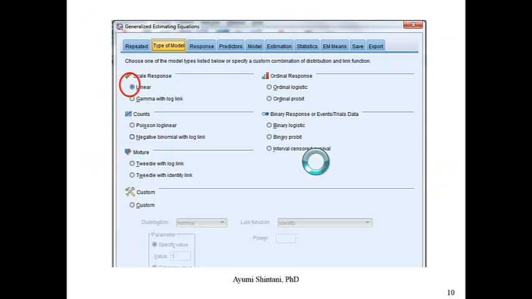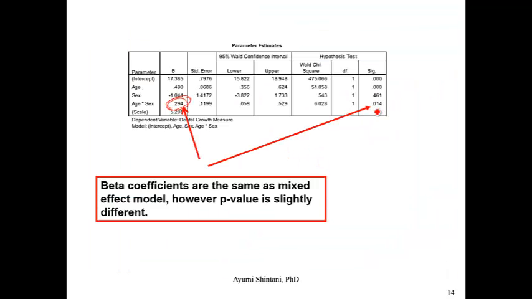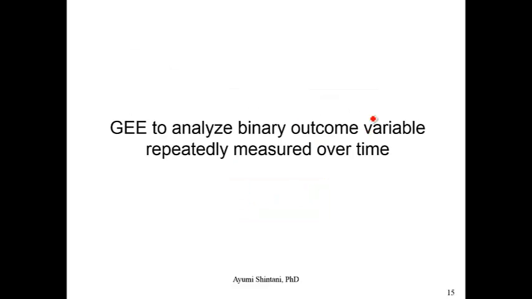So interpretation is exactly the same as what we learned in mixed effect model and also in linear regression. So if this p-value is significant, then we know there is a significant interaction, i.e. two slopes are statistically different. And these beta coefficients are the same as what we obtained in a mixed effect model. However, the p-value is slightly different because the computation we use in GEE is a little bit different from what they use in a mixed effect model. Okay, so it's easy, and we are done with the continuous outcome variables.